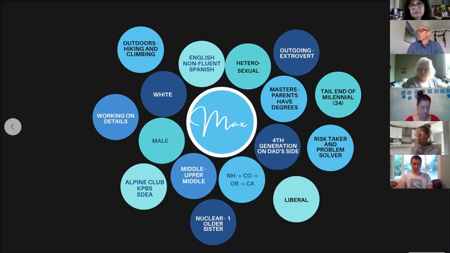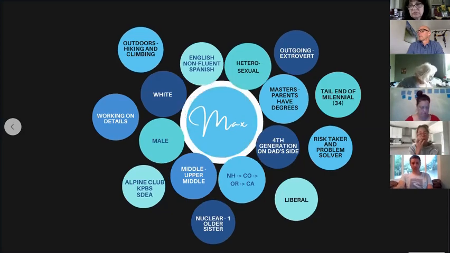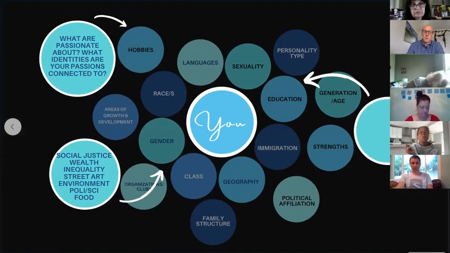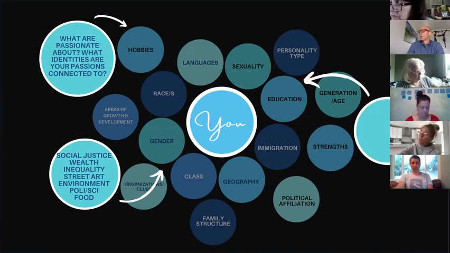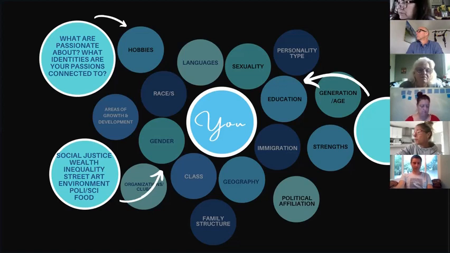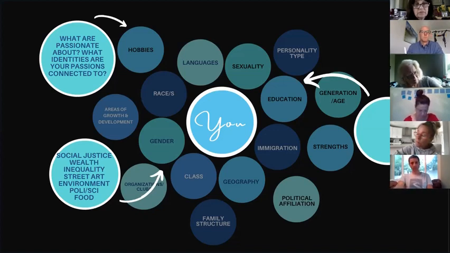Now, with that in mind, we're going to take this to the next level. Considering your identities, what are you passionate about? What truly moves you? And what identities are those passions connected to? As you fill this out, you can make arrows to connect to some of those identities. So we have Max's here. He put in some of his passions, and so we can see where and how they can connect.